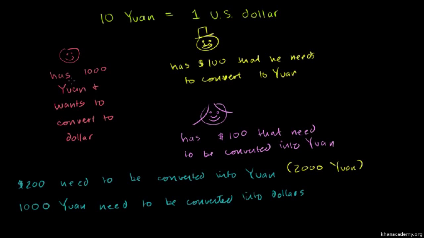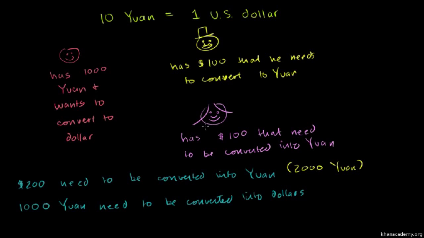And this person over here is saying, well, at the current exchange rate, maybe for my 1,000 yuan I'll get $100. But everyone wants to maximize the amount of the other currency they get for obvious reasons. They want to maximize the amount of money they get. Now, will these two people be able to convert their money into 2,000 yuan?